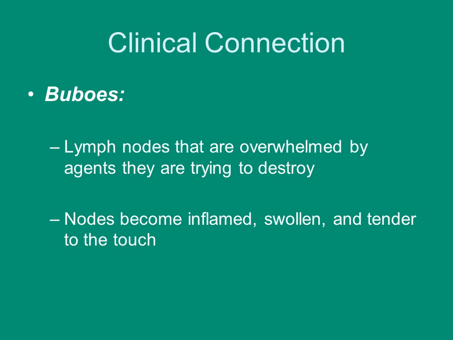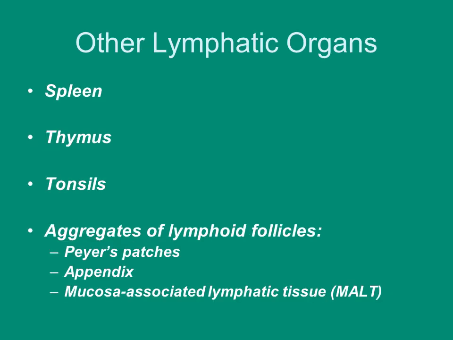Buboes are simply when the lymph nodes have so much fluid going through them, they're working to try to clean out infection, and they start to swell and they become inflamed. They're often very tender to the touch, and this can be used as a means to try to help diagnose, number one, that you have an infection. Bubonic plague gets its classic name from the formation of the buboes.